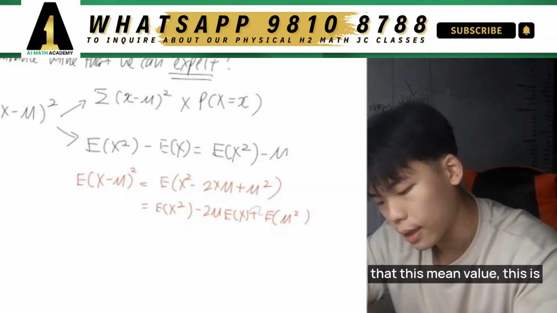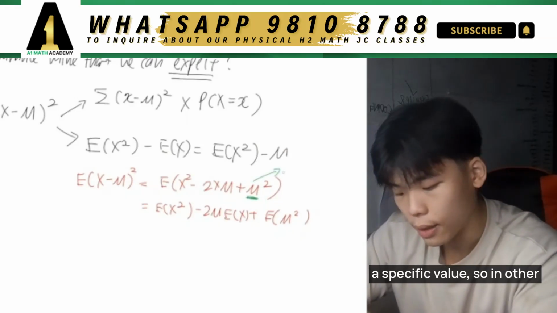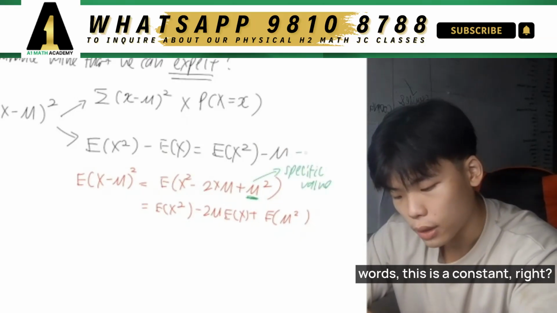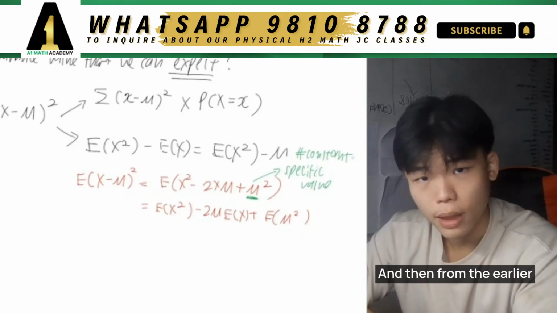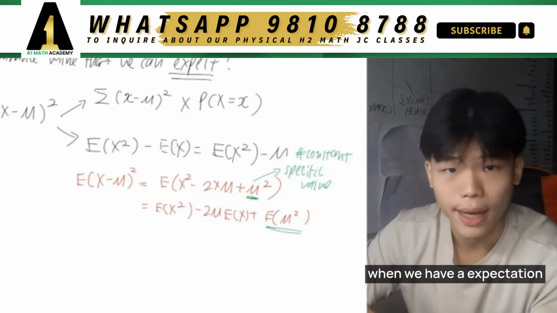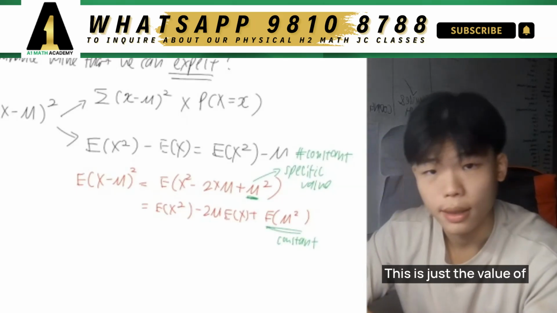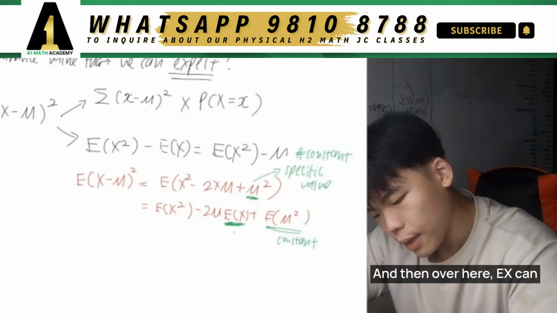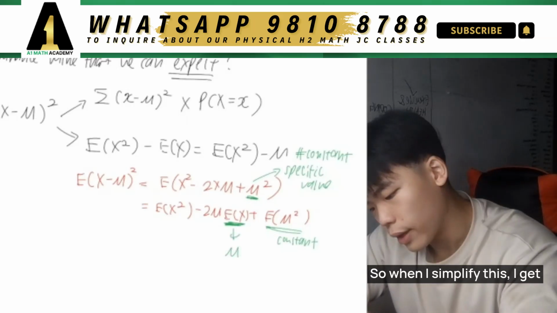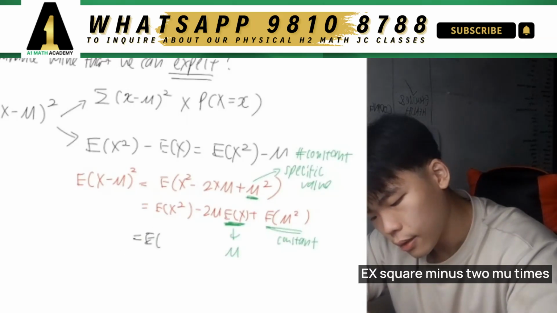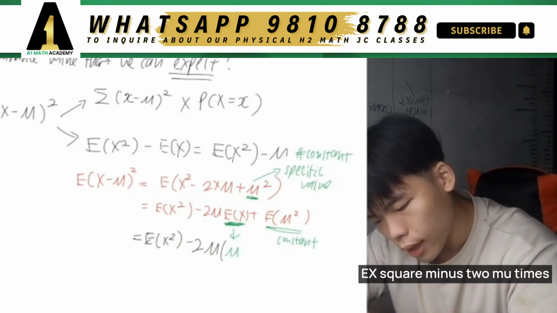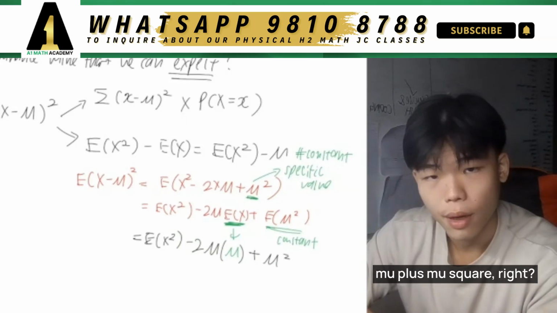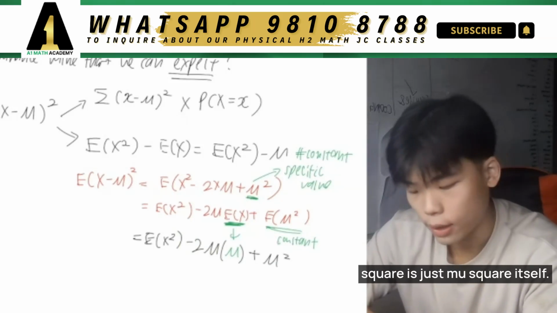And then note over here that this mean is a specific value. So in other words, this is a constant, right? And from the earlier sections, we know that when we have an expectation of a constant, this is just the value of u squared. And over here, E of x can be written as u as well. So when I simplify this, I get E of x squared minus 2u times u plus u squared, right? Because expectation of u squared is just u squared itself.